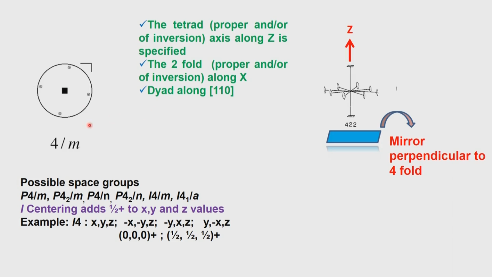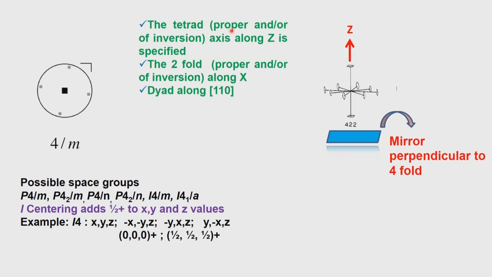Next slide will take us to 4 by m. So, here it is written tetrad, that essentially means a 4-fold rotation. This is from a textbook where they use tetrad and dyad for 2-fold, and so this has been taken from the textbook, but we will say this is the 4-fold.